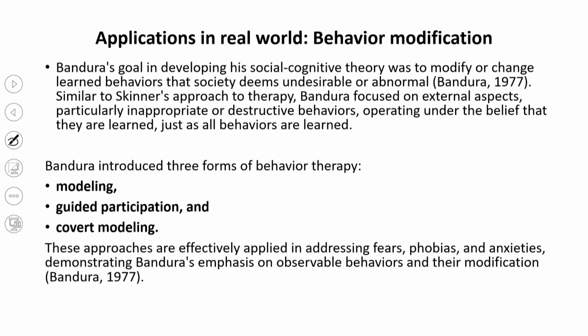Bandura asked how we can use this information to modify behavior, in behavior modification. So, Bandura introduced three forms of therapy. One is modeling, by which we can actually train people for good behavior, then guided participation and covert modeling. These three are different ways of modeling by which we can promote positive actions and remove some negative actions. These approaches are basically applied in the context of fears, phobias, anxieties, in the case people have such emotional problems.